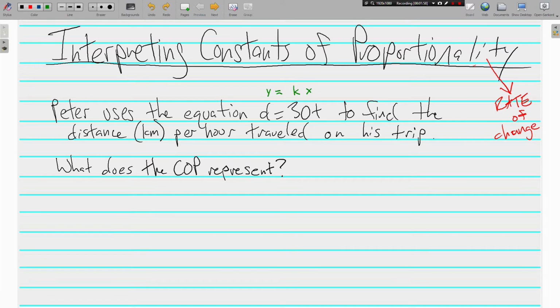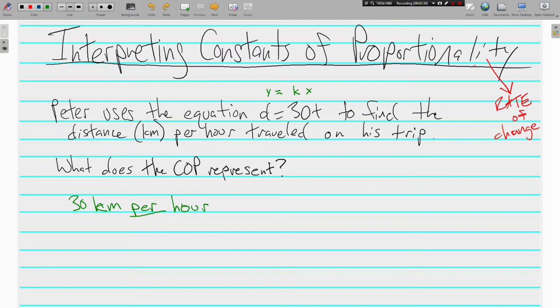Because it's a rate of change, we want to know how things are changing in Peter's problem here. He's traveling 30 kilometers per hour. That's what the constant of proportionality represents. It represents 30 kilometers, and I'm going to have some trouble with my pen here because I've got a lot of writing on the screen. But I'm going to write it like a kitty. 30 kilometers per hour.